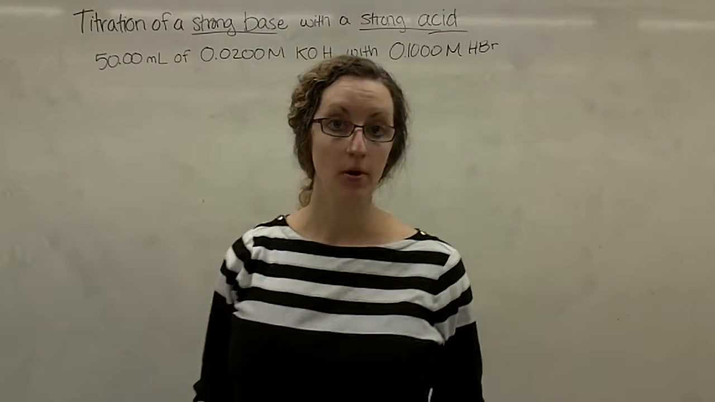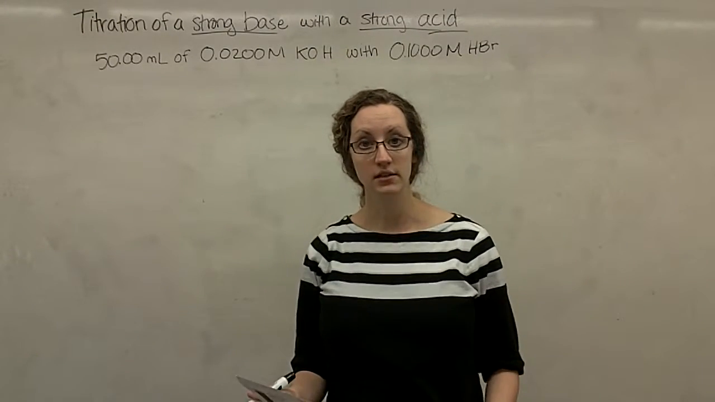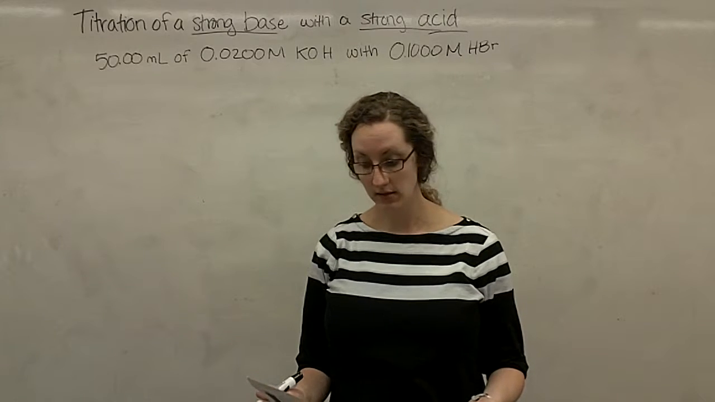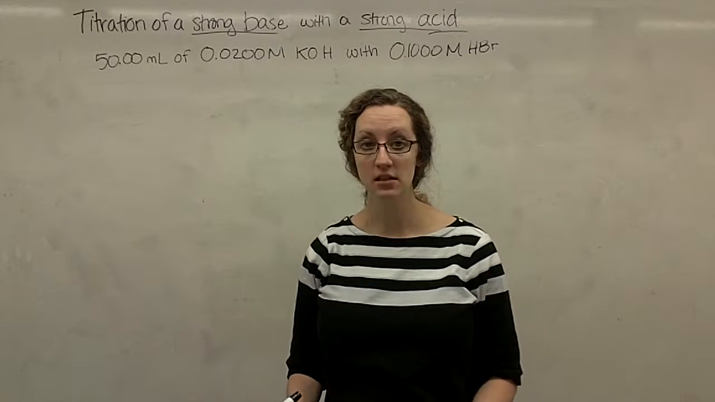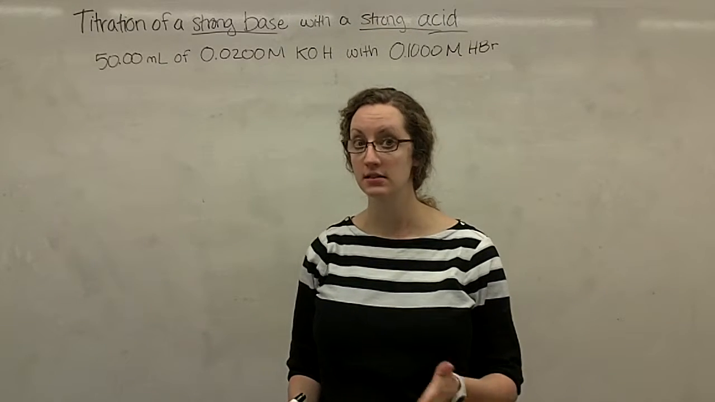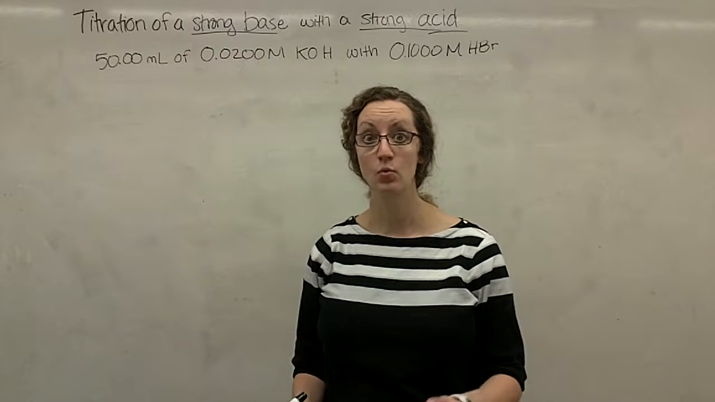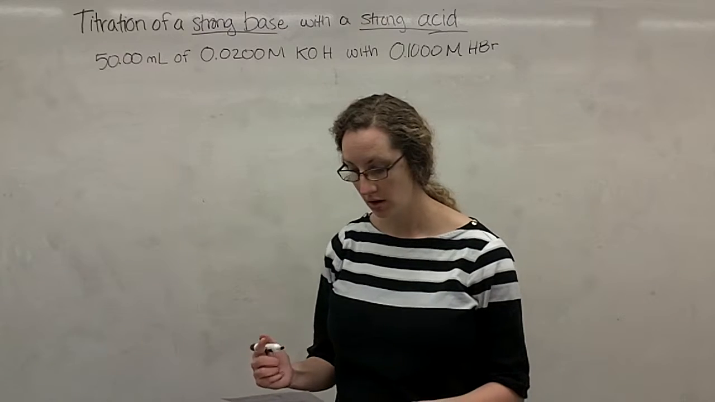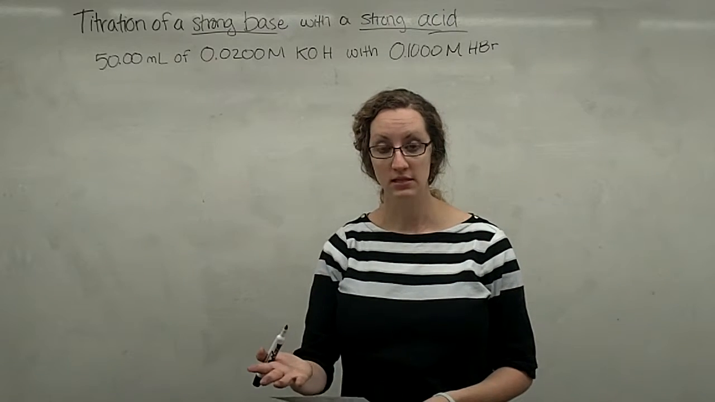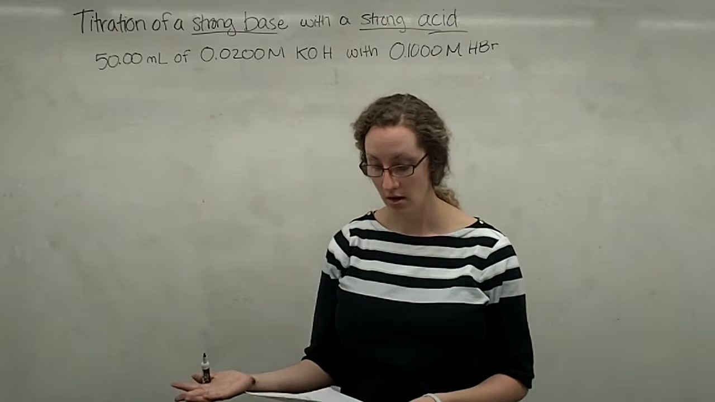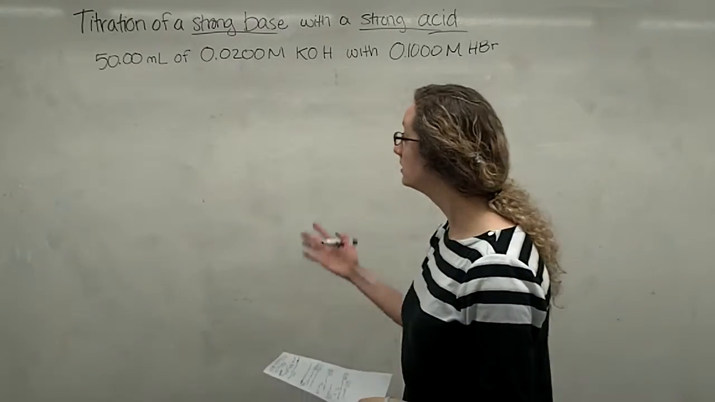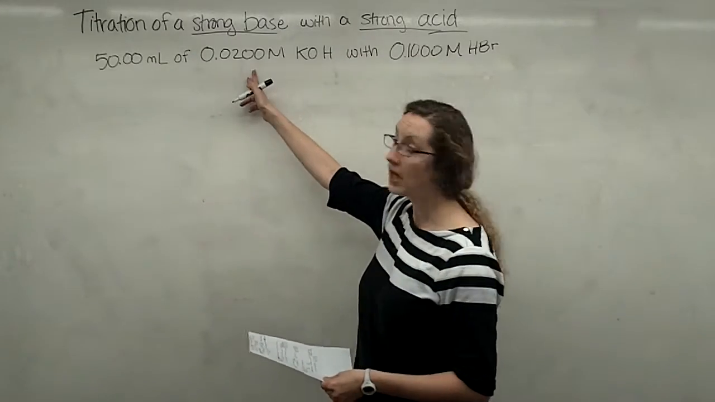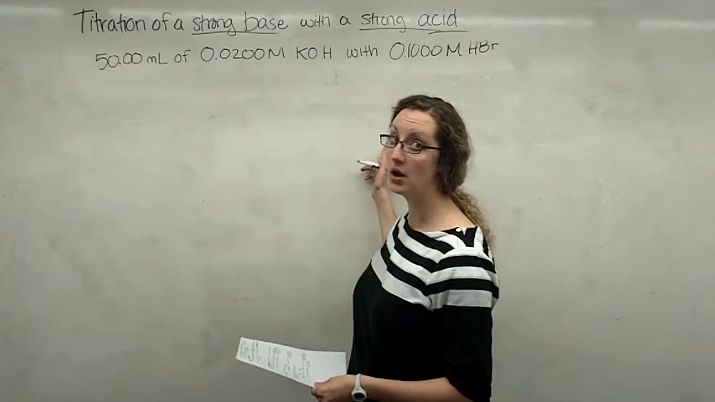For this particular problem, we are going to look at the titration of a strong base with a strong acid. This is the exact problem that is in section 11.1 in your book, in chapter 11, and it goes over in the table that is given, and also in the figure. It also talks about the titration of KOH with HBr being your titrant.